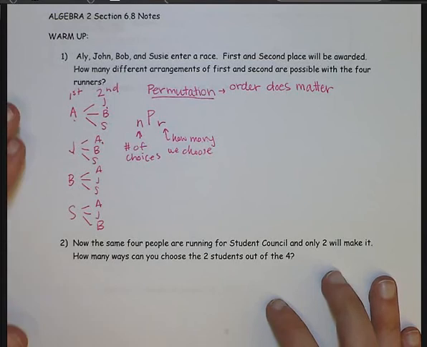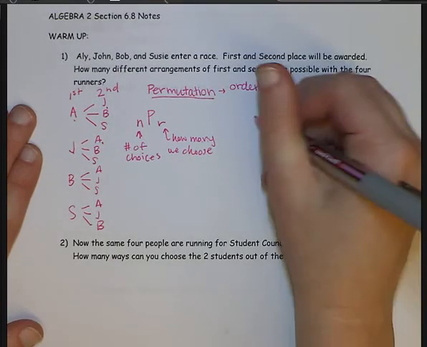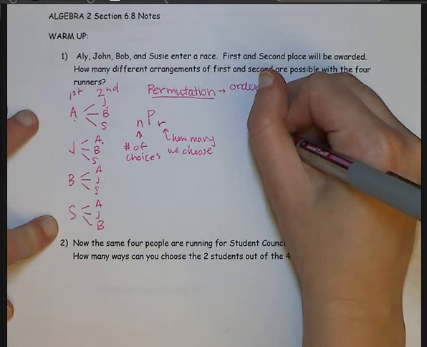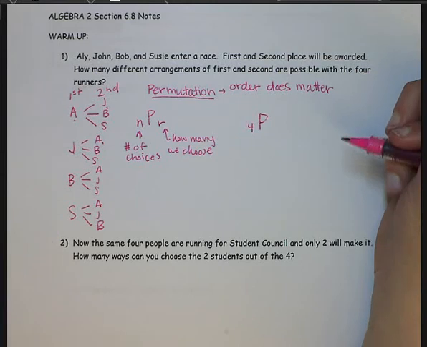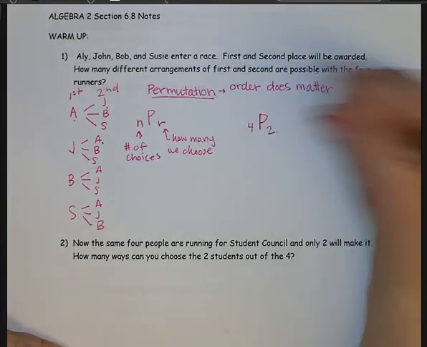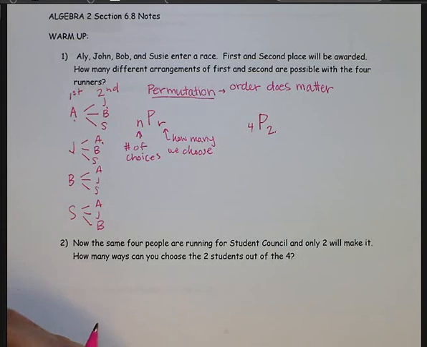So in this case, we're going to take 4 as our number of choices. There's 4 people. And r, how many we're choosing, that's first and second place, so 2. So we have 4P2.